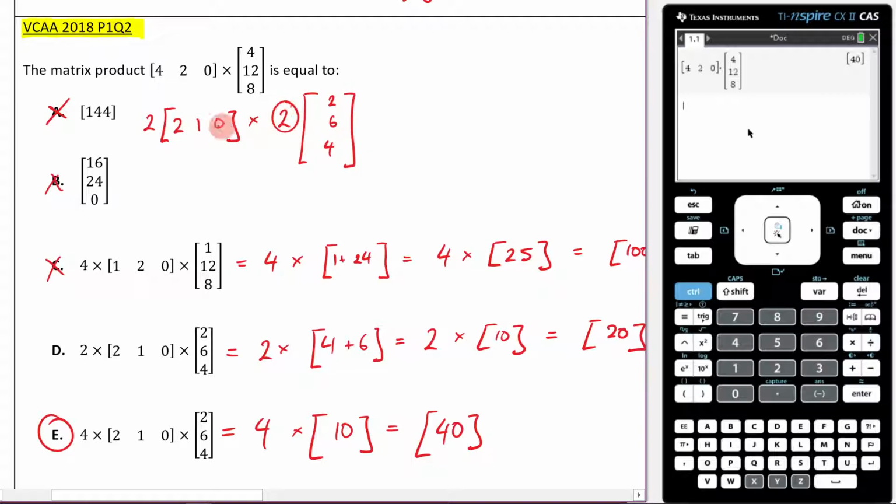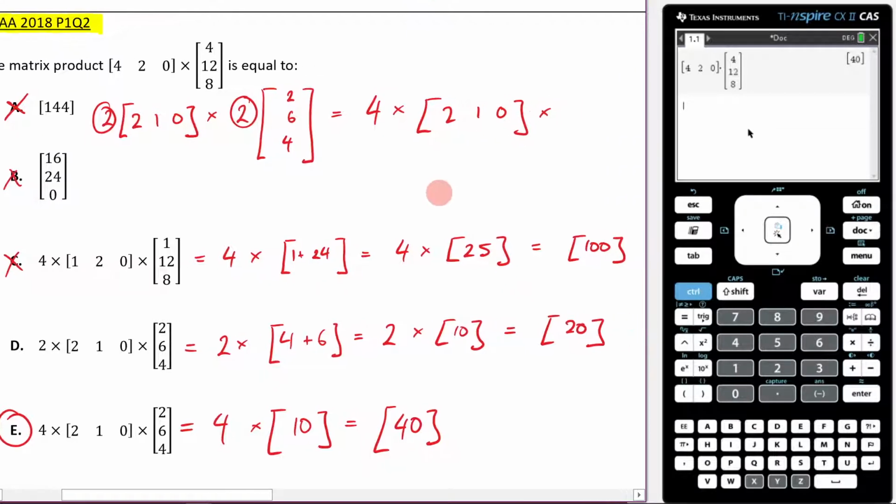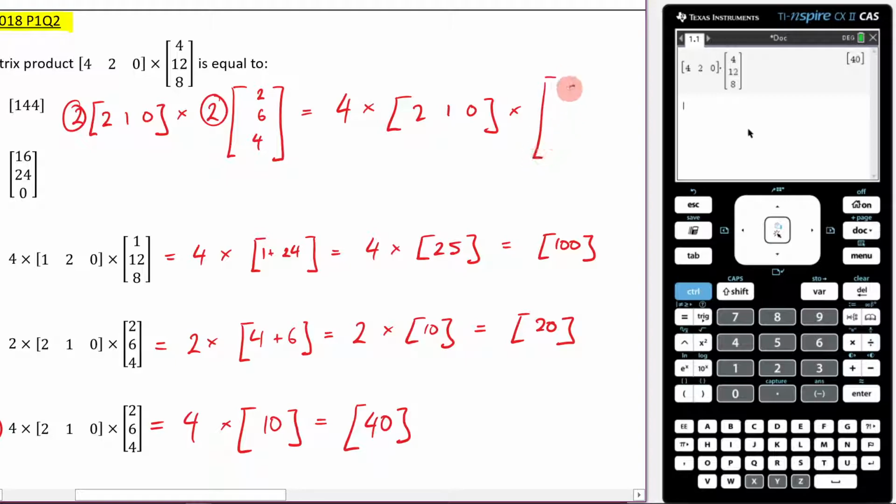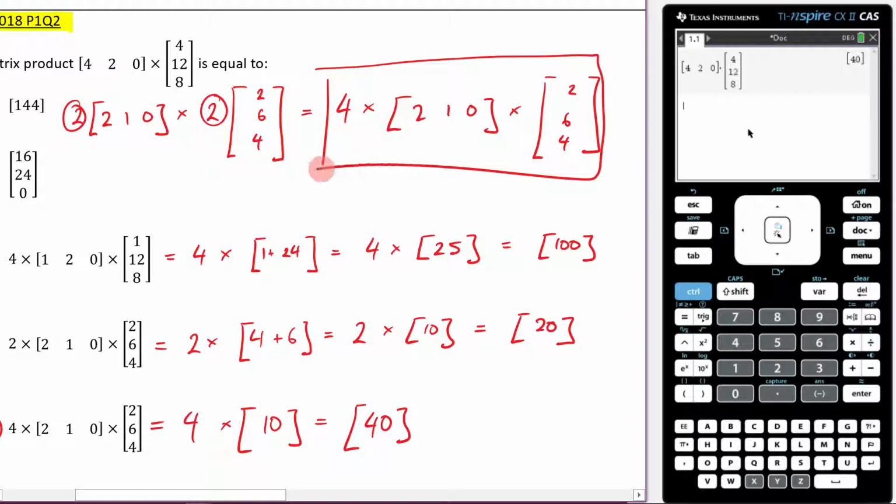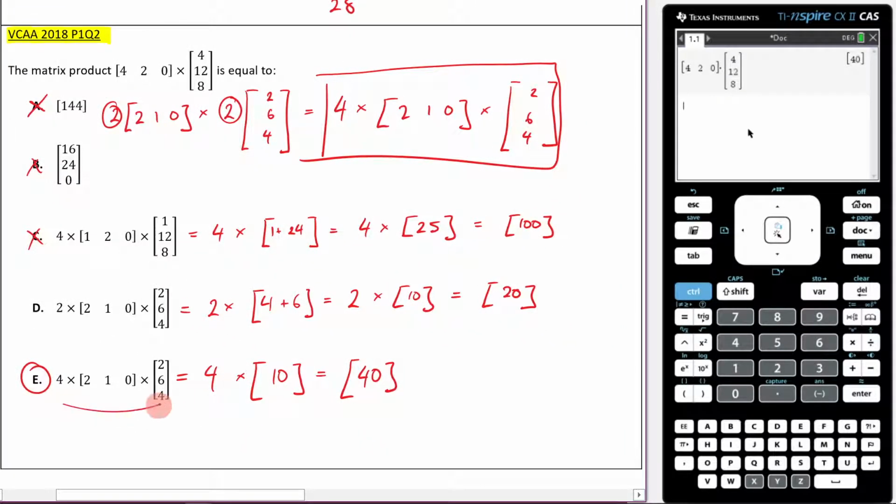And then you can multiply these 2 factors here. They become 4. And now you end up with this, 2, 1, 0. Sorry, let me try that again. 2, 1, 0 multiplied by 2, 6, 4. And you see how this is the same as our answer down here. So they've just taken out a common factor of both of them and then multiplied them together. So yeah, that's another way you could think about it.